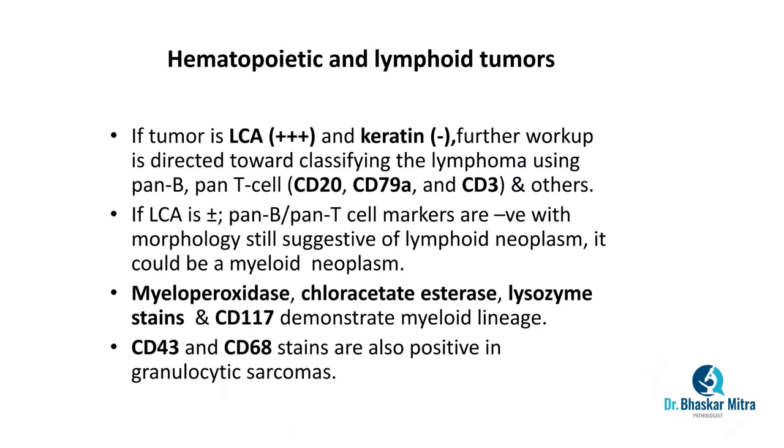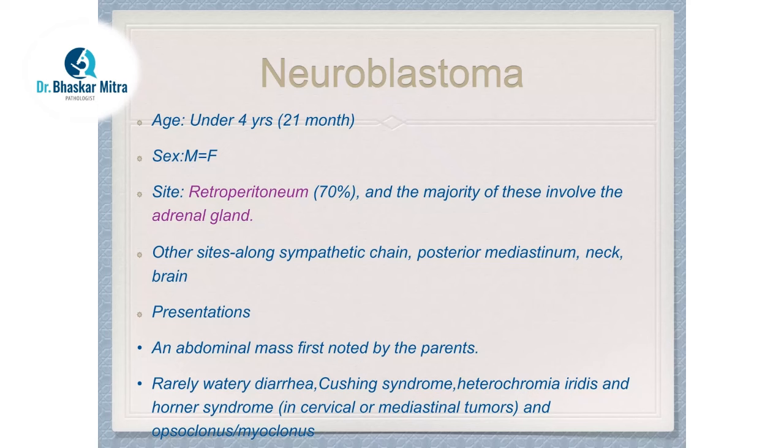So LCA, CD45 staining, and negativity for CD99 differentiate these small round cell tumors from the soft tissue group to the hematolymphoid group, then the further immunomarkers. For the granulocytic sarcoma, we need myeloperoxidase, CD34, lysozyme, and CD117 staining. Sometimes CD43 and CD68 help to differentiate the granulocytic sarcoma from the other lymphoid tumors.